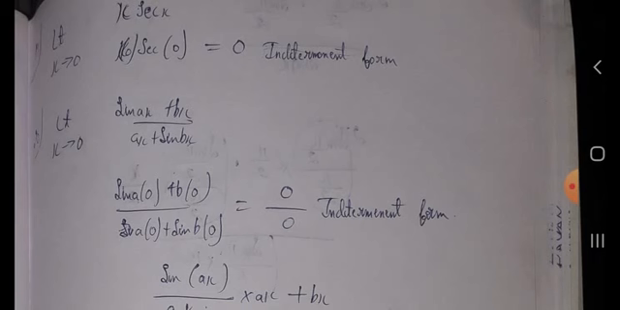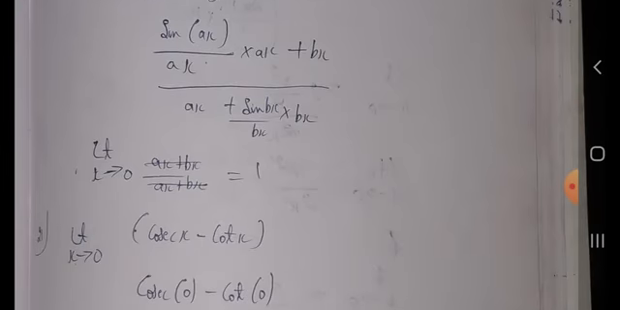So sin ax plus bx over ax plus sin bx. Here x is 0, so sin ax by ax into ax plus bx, and sin bx by bx into bx, so all the numbers get cancelled and we will get ax plus bx. So sin(ax plus bx) divided by sin(ax plus bx) gets cancelled and we get the number as 1.